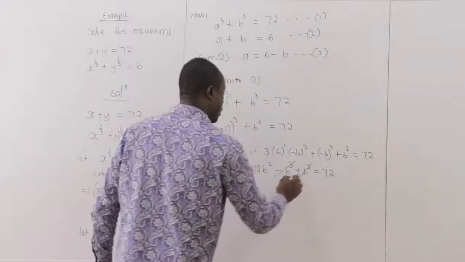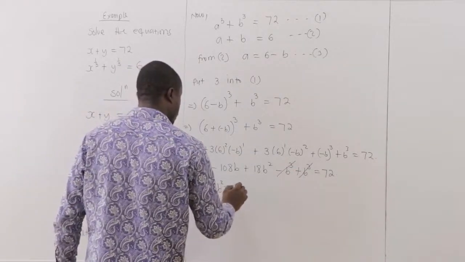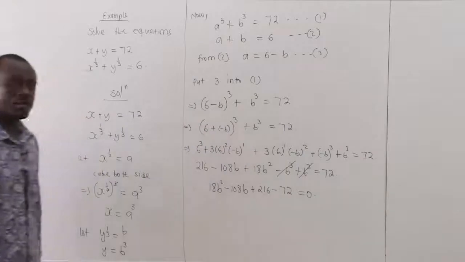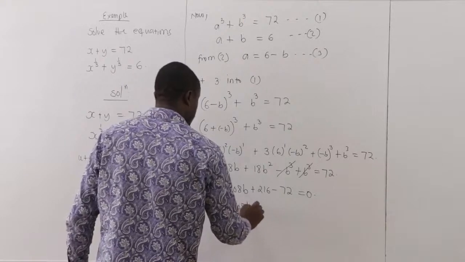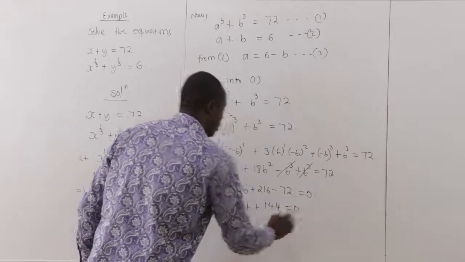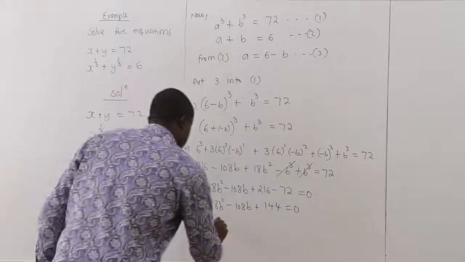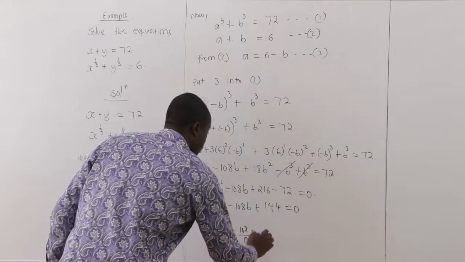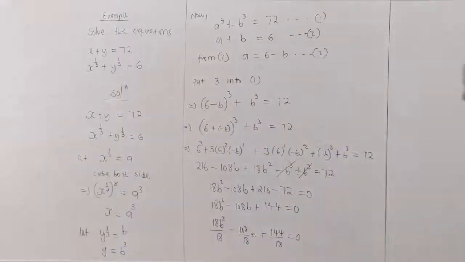What can we see? This and that are cancelling out. We have a quadratic equation. So we have 18b squared minus 108b plus 216 minus 72 equal to zero. 216 minus 72 is giving us 144, and this is equal to zero. Clearly, can we cancel out? Yes, 18 can cancel out. So you have 18b squared over 18, 108 over 18 b, plus 144 over 18, and this is just equal to zero.